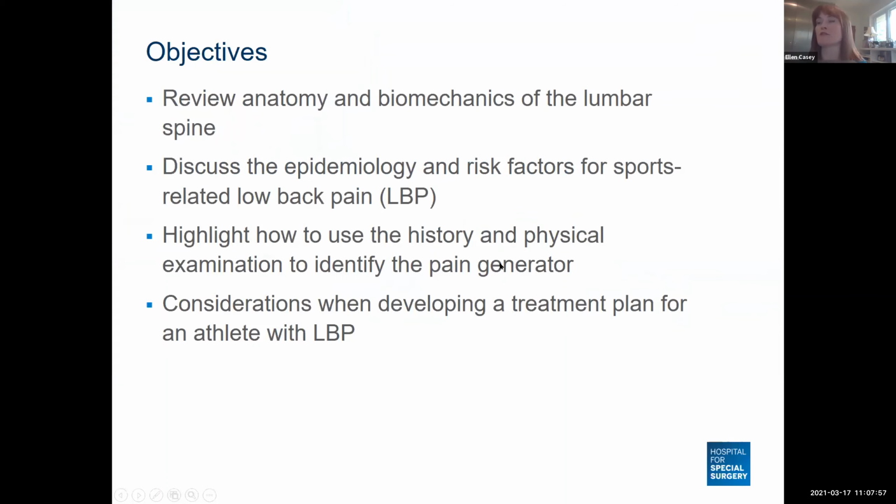So the objectives for the next hour are to spend a little bit of time reviewing the anatomy and biomechanics of the lumbar spine and what we know about how common low back pain is in athletes and what some of the risk factors are. We're going to spend more time on some practical topics like what do you take into clinic the next time you see a patient with back pain. That's really going to talk about using the history and the physical exam to identify the most accurate pain generator and then how that drives your treatment. And specifically, how do we tailor that to an athlete's sport or activity or goals?